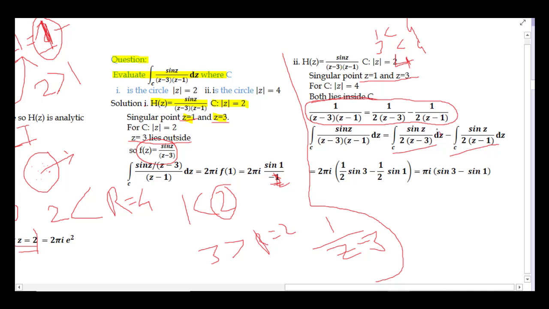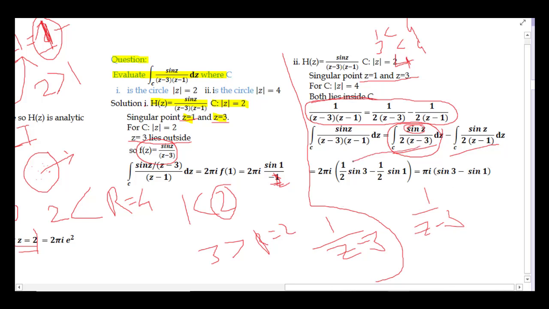Okay. Now I can apply Cauchy integral formula for this. z minus 3, that lies inside. So 2 pi i, 1 upon 2 is there. f(z) is what? Sin z only. In this case, f(z) is sin z, because 1 upon z minus 3 is not analytic for this curve, because it lies inside that curve. Similarly, 1 upon z minus 1 is not analytic for this curve, because z equal to 1 lies inside this curve.